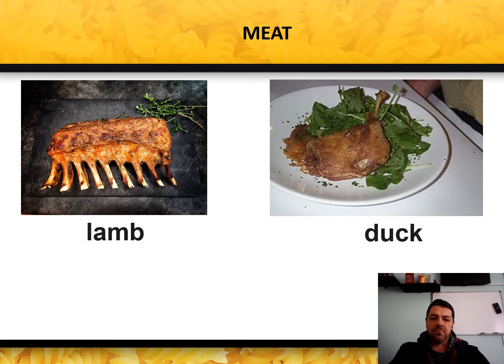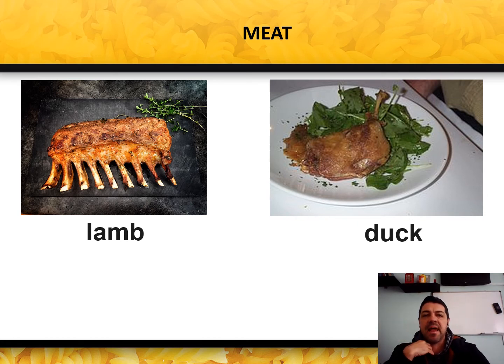Oops, sheep. Sheep is that animal that makes a nice sound, isn't it? So sheep is the animal, lamb is the meat. And we have duck, of course. Everybody knows the cartoon, Donald Duck, Pato Donald. Duck is the animal and duck is the meat. That's very typical in Portugal.